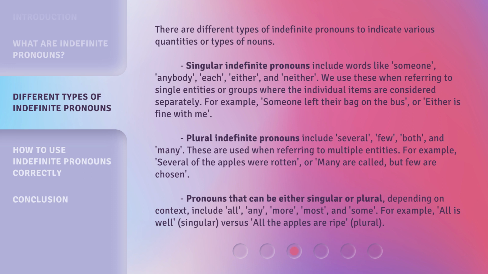Pronouns that can be either singular or plural, depending on context, include all, any, more, most, and some. For example, all is well, singular, versus all the apples are ripe, plural.